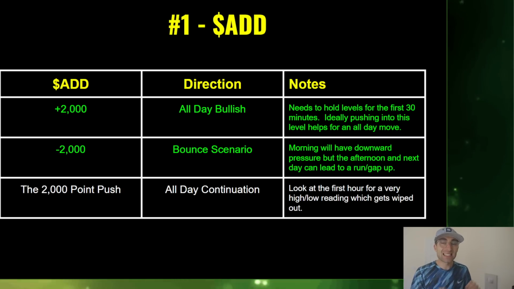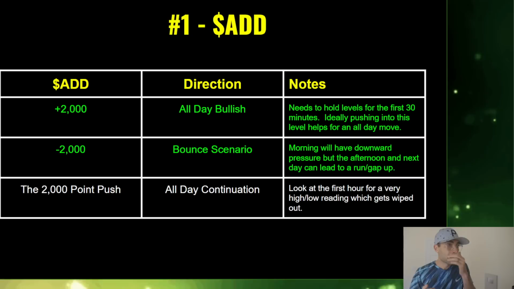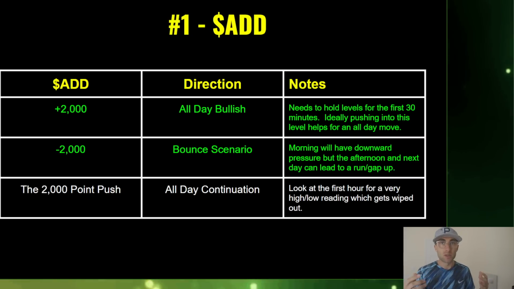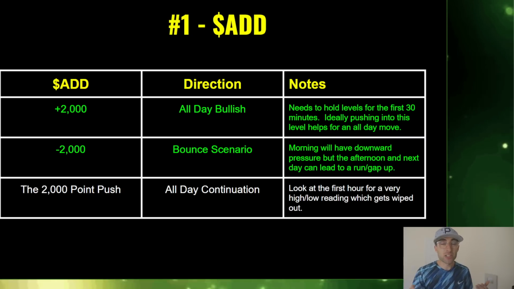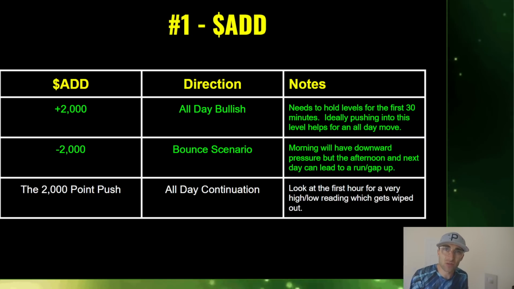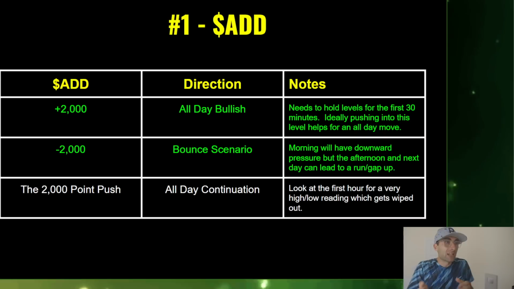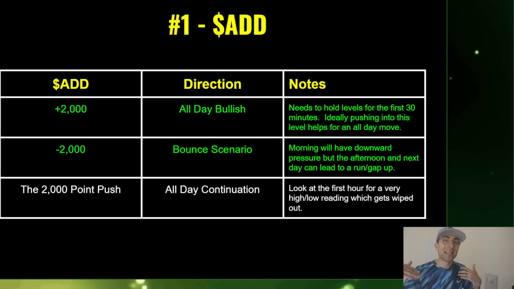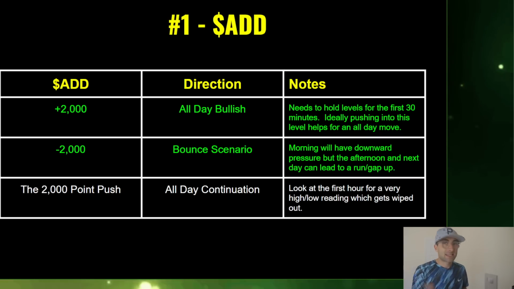So the ADD is the advanced decline. It shows stocks advancing versus declining. So if most of the stocks are advancing, it's a very bullish day. Most of the stocks declining, very bearish day. But more importantly, it tells you the strength of the market. So if you see a weak reading, you don't really play aggressively on that day. If you see a strong reading, that's when you play aggressively, scale out slowly, size in bigger.